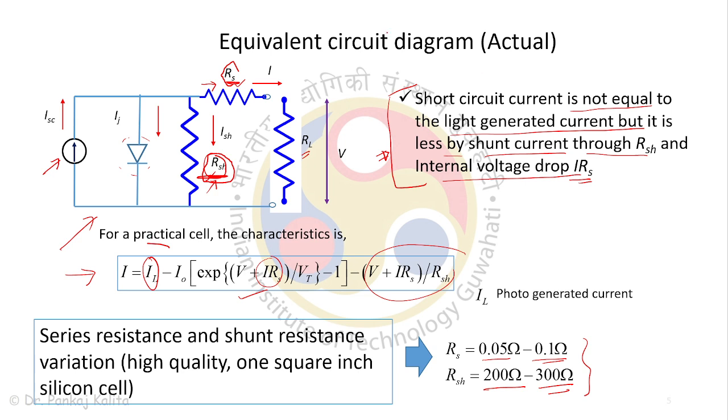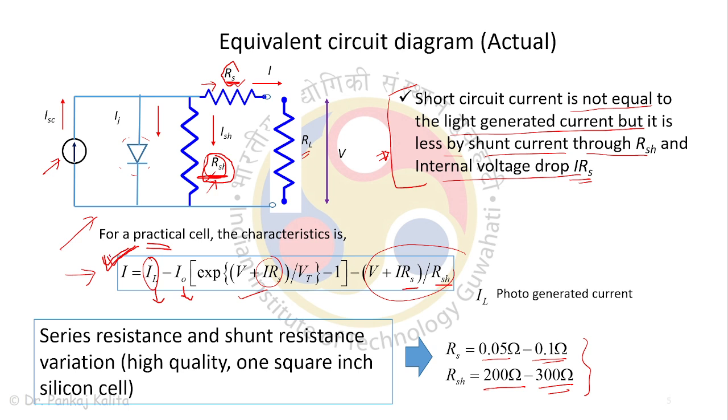So coming to this equivalent circuit diagram. For a practical cell, the characteristics of I and V can be expressed in this term: I equal to IL minus I naught into e to power (V plus IRs) upon VT minus 1, minus (V plus IRs) upon Rsh. So it's in terms of series and shunt, and IL is your photo generated current. And I naught you already know, I just explained.